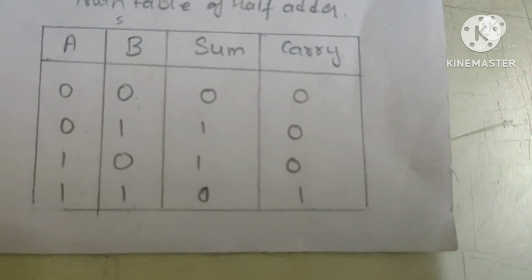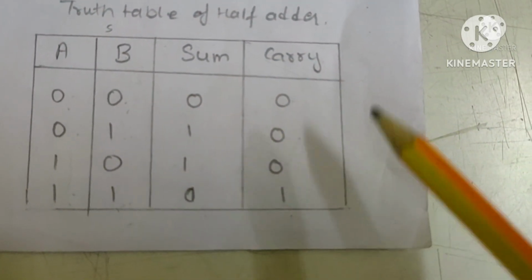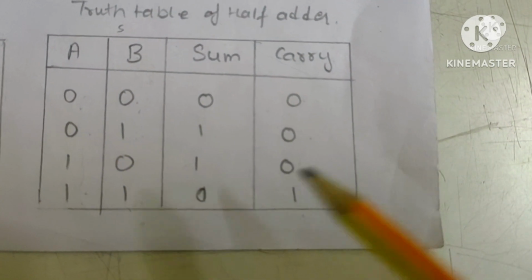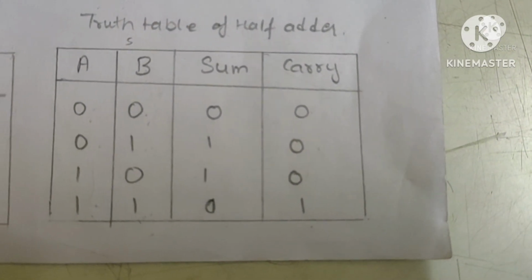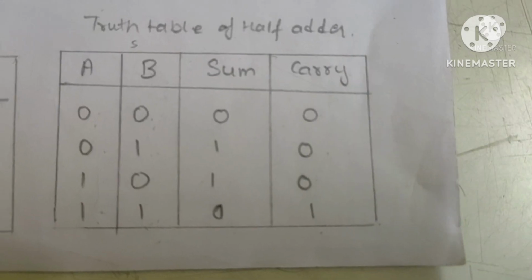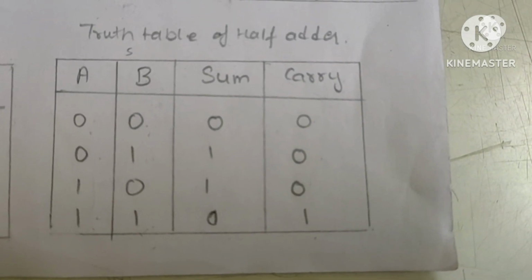So you can check here, we have satisfied the truth table from the circuit. Now let's see if the connections which we made are satisfying this truth table or not.